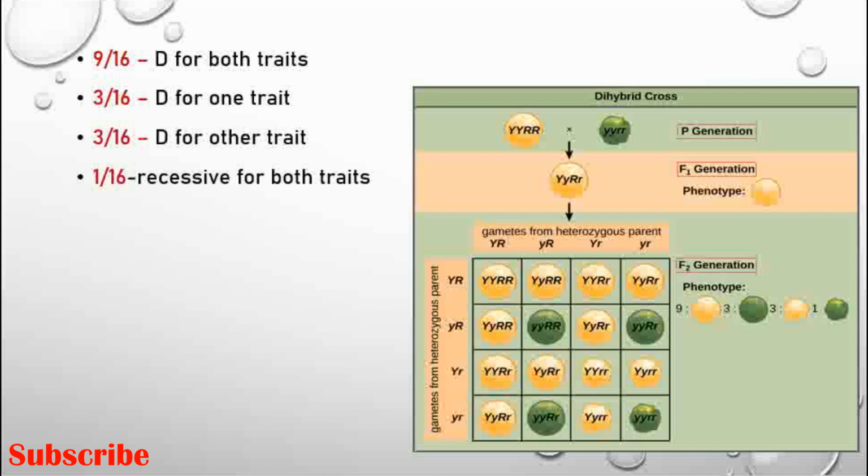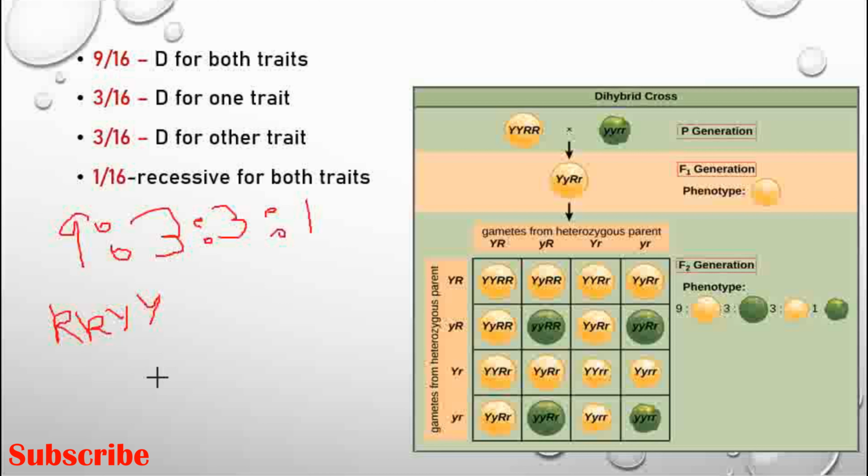Next, let's break this down. So they have given the phenotypic ratio as 9:3:3:1, right? So let's check the genotype now. Let's see how many capital R, capital R, capital Y, capital Y are there. Check in the table, how many are there? It's only 1.